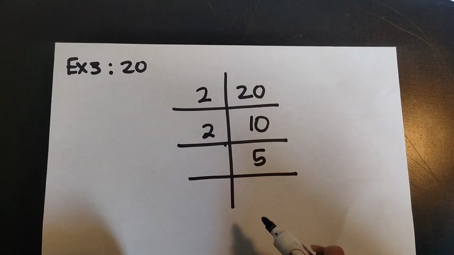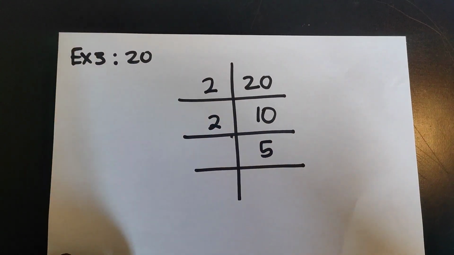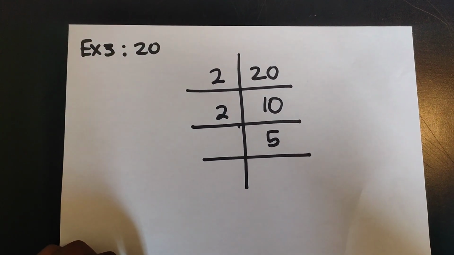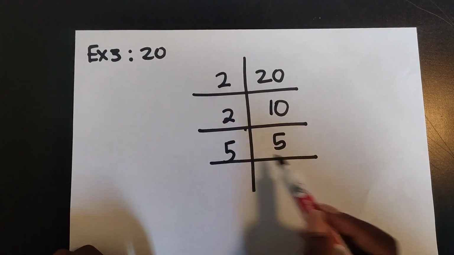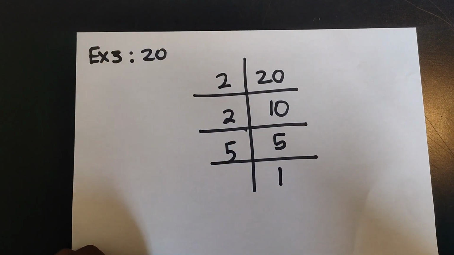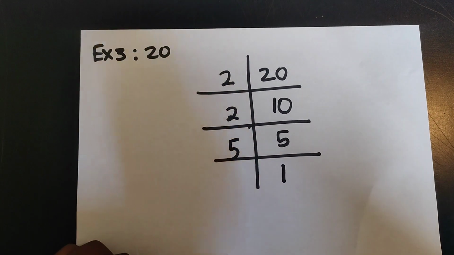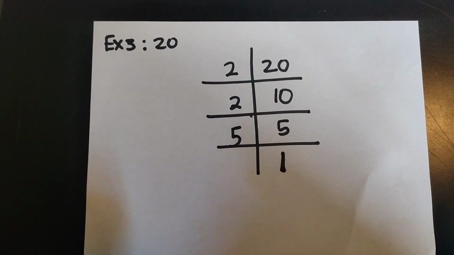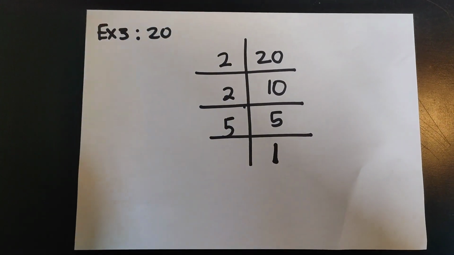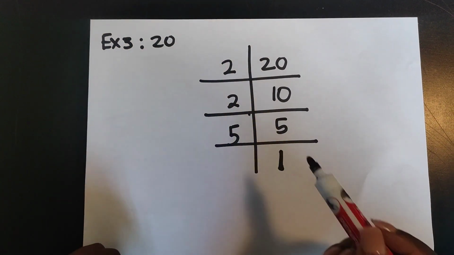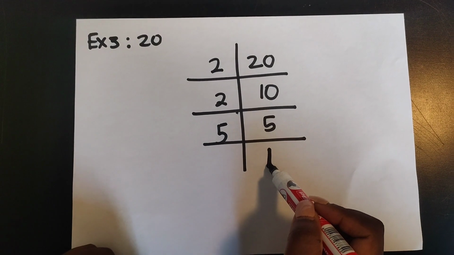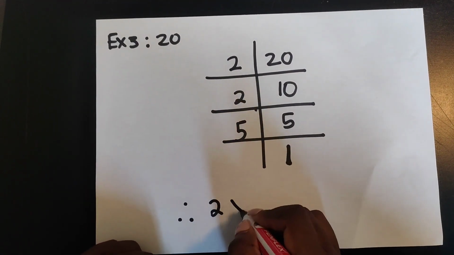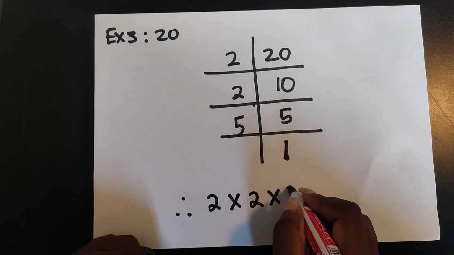What's the lowest number that divides 5 without a remainder? It's not 1. It's not 2. It's not 3. It's not 4. It is 5. 5 into 5 is 1. You know that you have to stop factorizing once you reach 1 in your step ladder. So therefore your answer is 2 multiplied by 2 multiplied by 5.